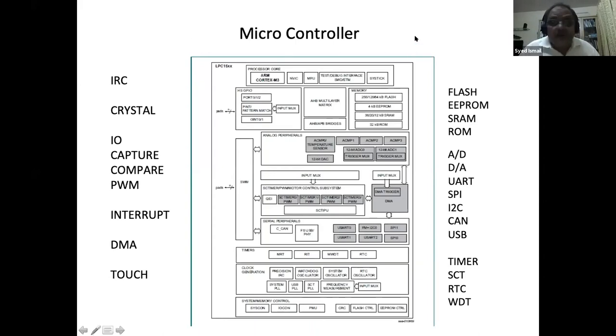Next, we come back to the crystal to be used, which I told you is the clock. Stop clock. This is a clock generated by the IRC.